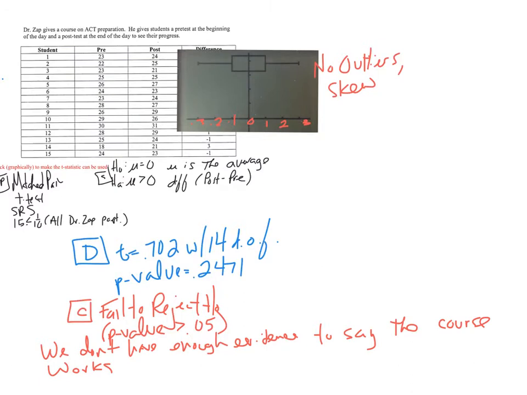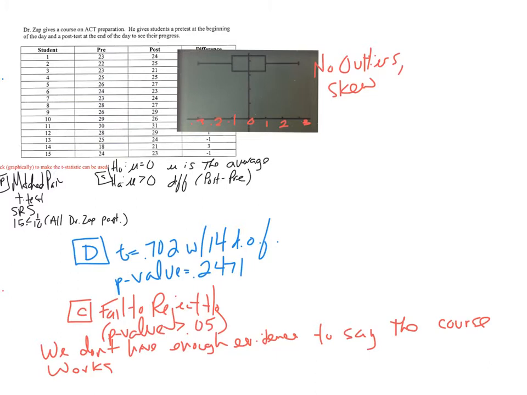So we failed to reject the null. The p-value, of course, is too big, and I just said then, if we're not rejecting the null, we're saying that we're still under the idea that it's 0, so we don't have enough evidence to say the course works. Because of course, what Dr. Zapp would like to show is that it makes a difference, that you will actually increase your score.